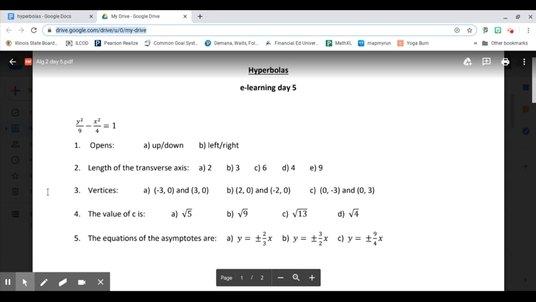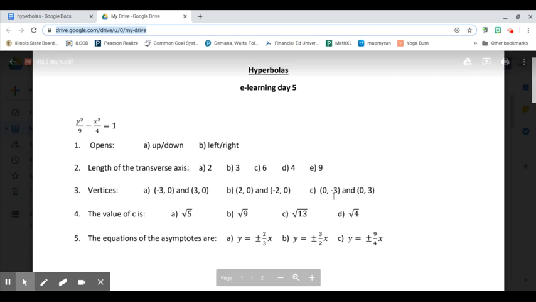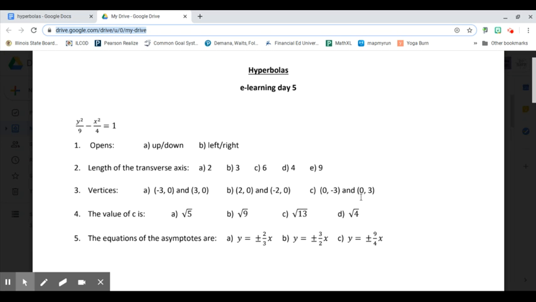All right, and then we just talked about where the vertices are. I'm going to let you choose number 3. And the correct answer for number 3 is C. Remember, we talked about no shifts left or right, no shifts up or down. So right from the origin, we're just going to go up 3 and down 3. So the correct answer is C, (0, -3), (0, 3).